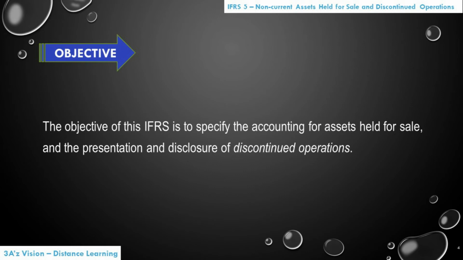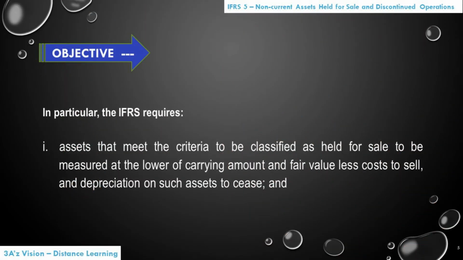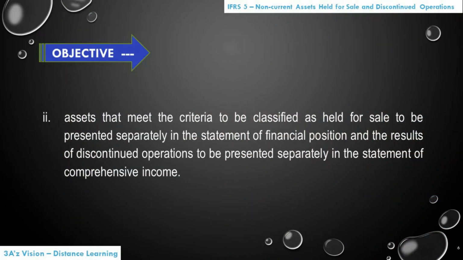Objective. The objective of this IFRS is to specify the accounting for assets held for sale, and the presentation and disclosure of discontinued operations. In particular, the IFRS requires: Number 1. Assets that meet the criteria to be classified as held for sale to be measured at the lower of carrying amount and fair value less costs to sell, and depreciation on such assets to cease, and Number 2.